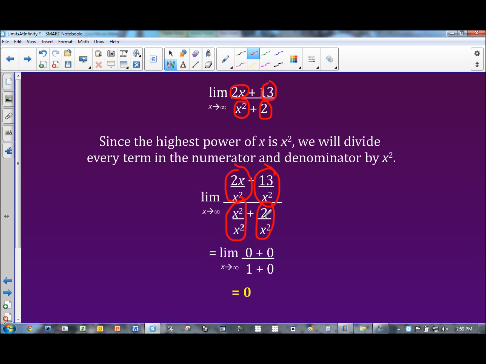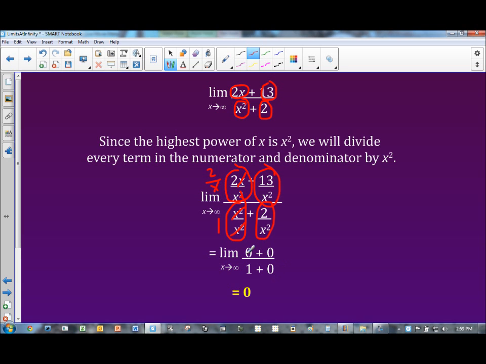All right. 2x over x squared, well, this x can cancel with one of these x's, so it actually behaves a lot like 2 over x, which we said approaches 0. And 13 over x squared also approaches 0 as x gets really, really big. X squared over x squared, though, those two things cancel out, so you're left with 1. And 2 over x squared approaches 0.